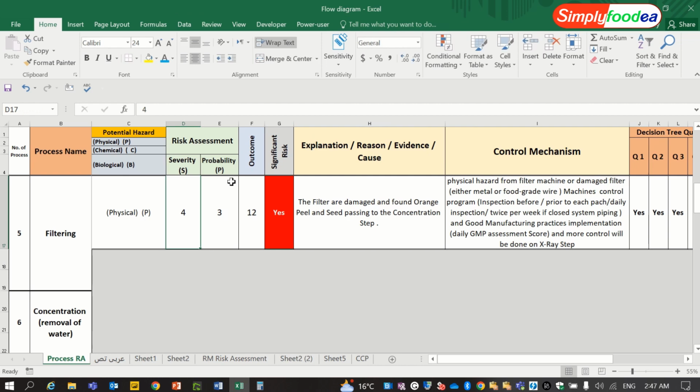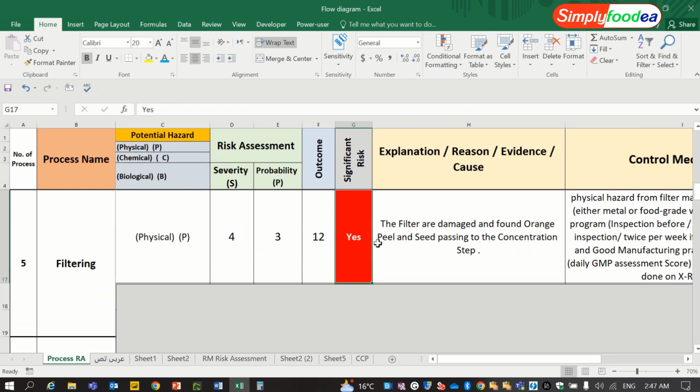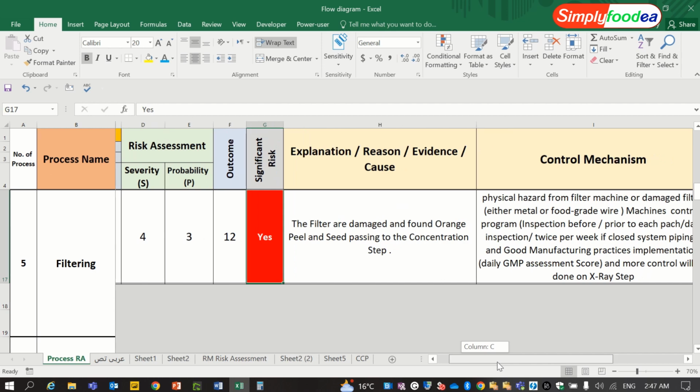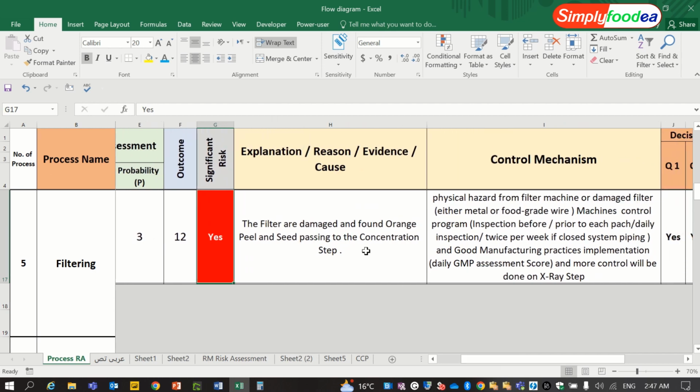The severity is 4 and the probability is 3, so the outcome of the multiplication of the two numbers is 12, so it's a significant risk. Why is it a significant risk? It is very important to know that the filtering process occurs in the filter machine.